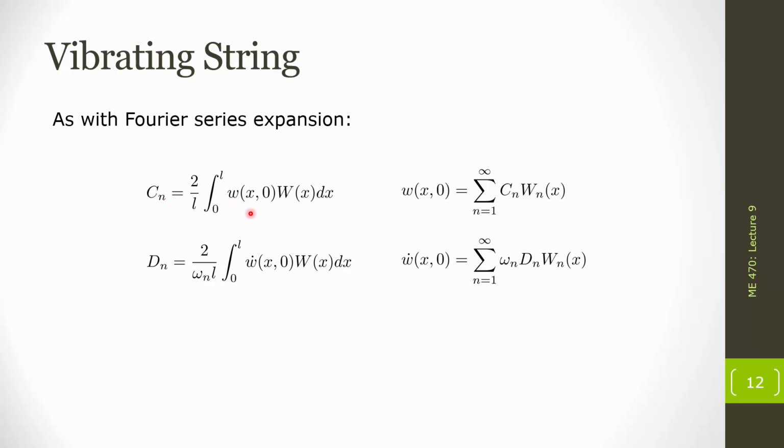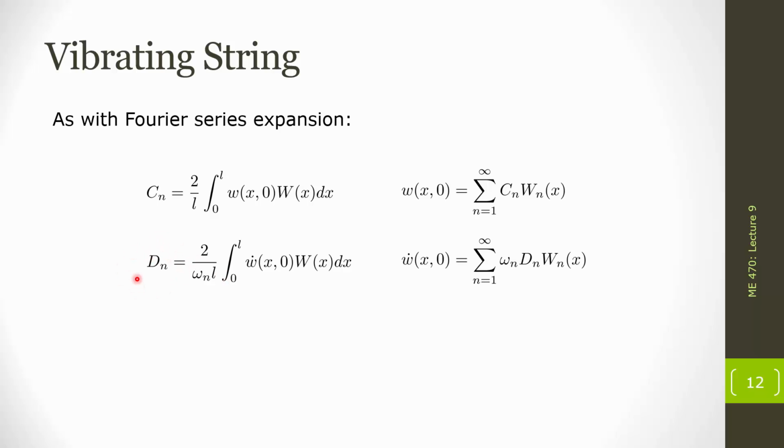Then we're going to do something pretty similar. We're going to take the initial velocity function, multiply it by our eigenfunction, and then integrate that, and then multiply it by 2 over the nth natural frequency times L, and that gives us those Dn coefficients.